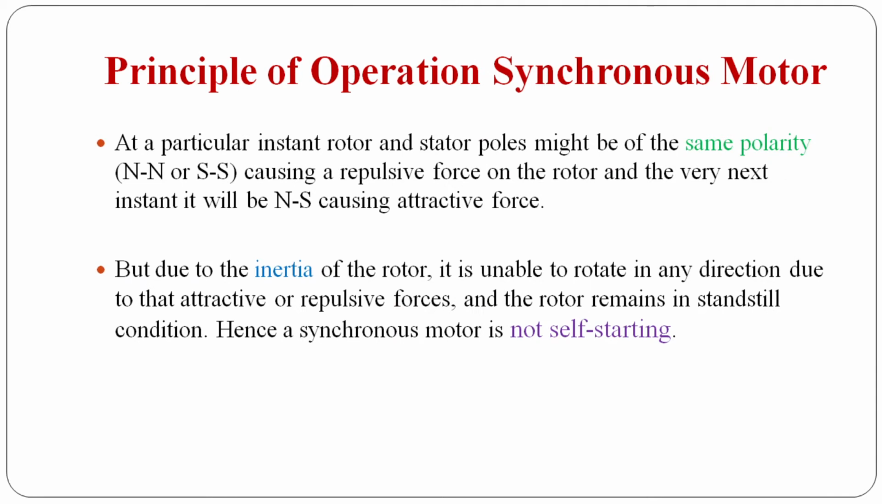Now at a particular instant, rotor and stator poles might be of the same polarity, that is north-north or south-south, causing a repulsive force on the rotor, and the very next instant it will be north-south, causing an attractive force. You know the law of magnetism, that like poles repel each other and unlike poles attract each other. So when they are north-north and south-south, a repulsive force will be exerted on the rotor, and when they are north-south, an attractive force will be exerted on the rotor.